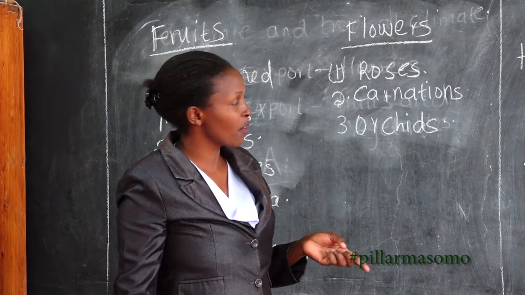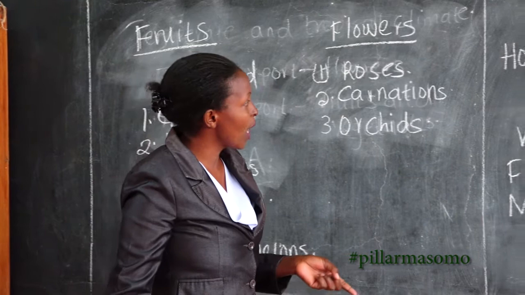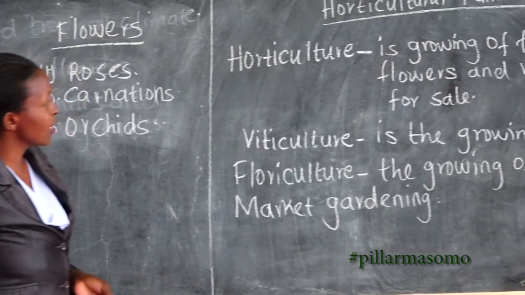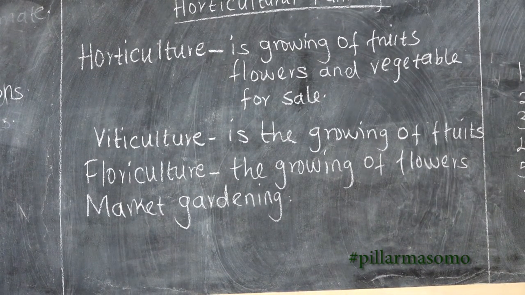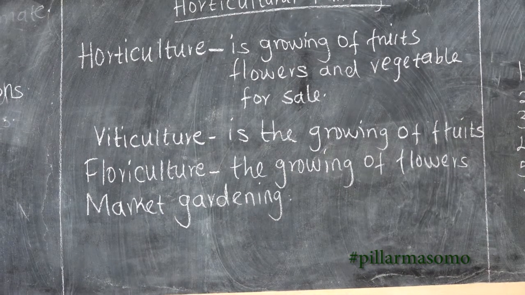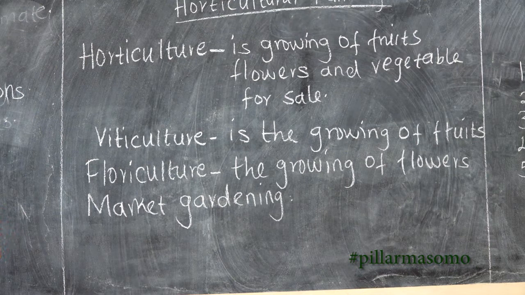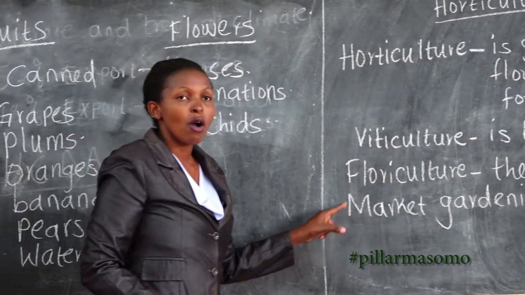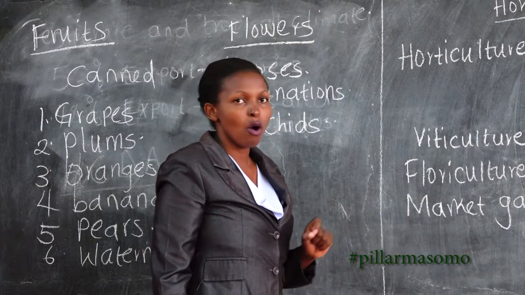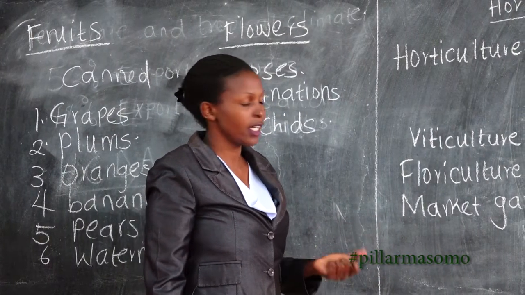We have talked of horticulture farming, and we have started by defining the word horticulture. And we have said horticulture is growing of fruits, vegetables, and also flowers for sale. Then we have said the growing only of fruits, we refer to it as viticulture. Then the growing of only flowers, we refer to it as floriculture. And then we have the word market gardening, and this one, we refer to it as the growing of crops only for home use. That one is for eating, for food.